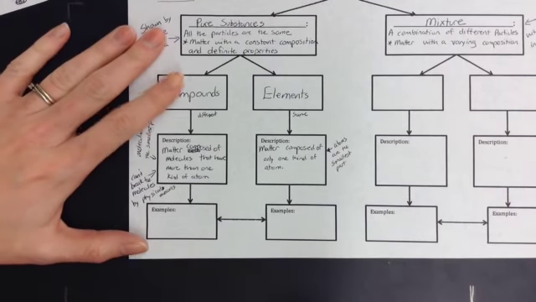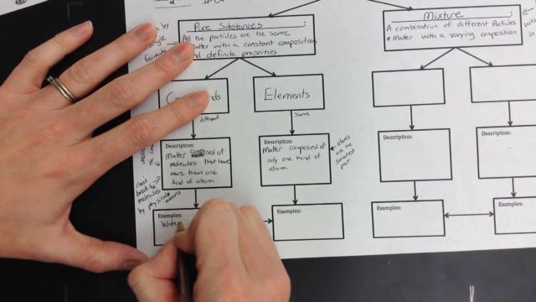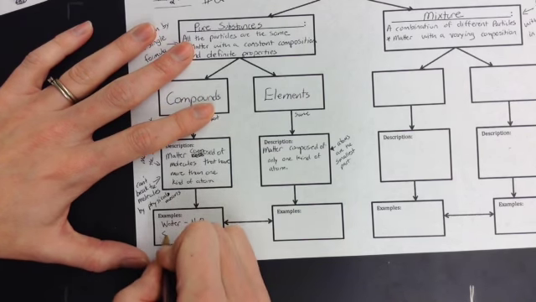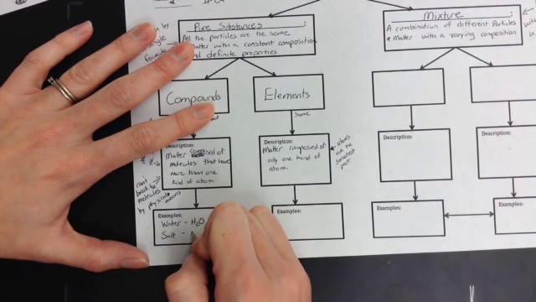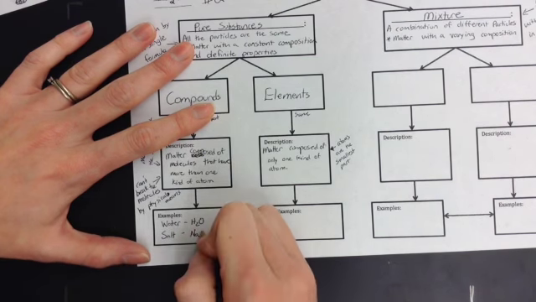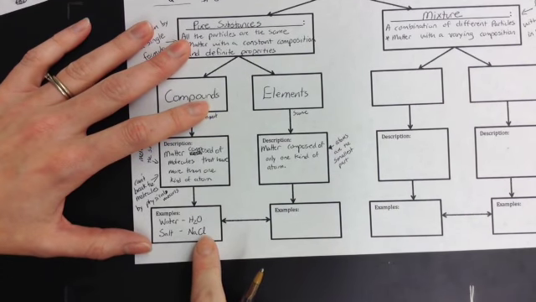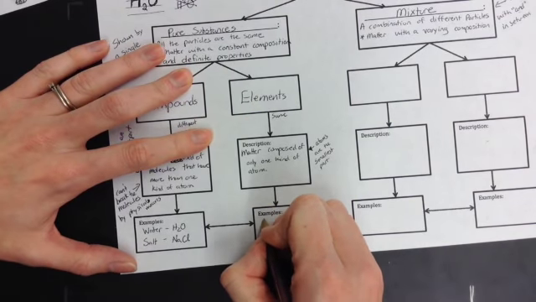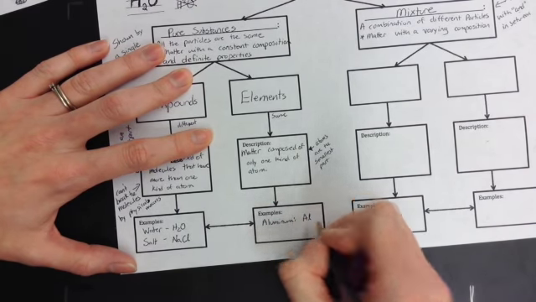So some examples of some compounds. Water is the most famous compound, H2O, and salt is another compound that you're familiar with. Salt is made up of sodium, Na, and chlorine, which is Cl. And I try to write my L a little cursive so I don't confuse it with my I's. And some examples of some elements would be aluminum. Aluminum is an element, Al.